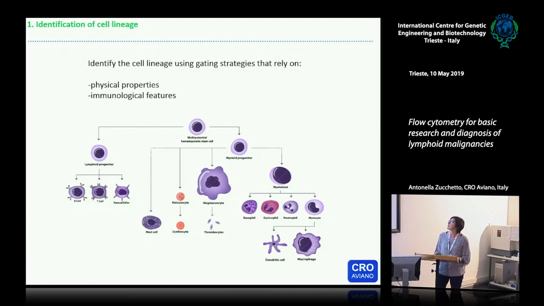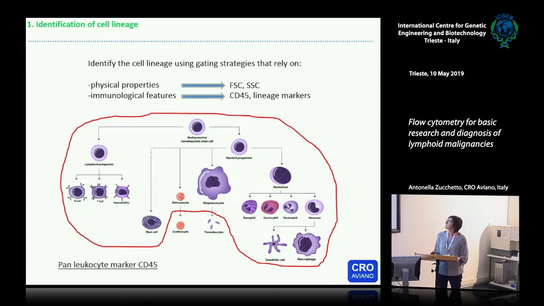And we do so by using a gating strategy that relies on the physical properties of the cell and on immunological features. The physical properties, as you well know, are assessed by using the forward scatter and side scatter, which of course recognize the dimension and the complexity, the granularity of the cells. And the immunological features rely on the expression of particular proteins. The first I will present is CD45, the so-called pan-leukocyte marker, because it is expressed by all hematopoietic cells.